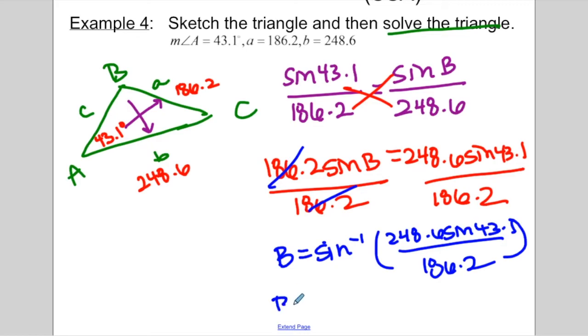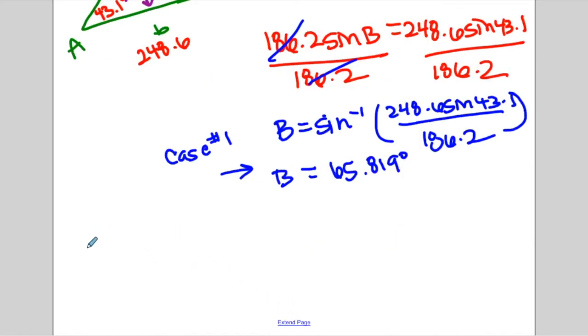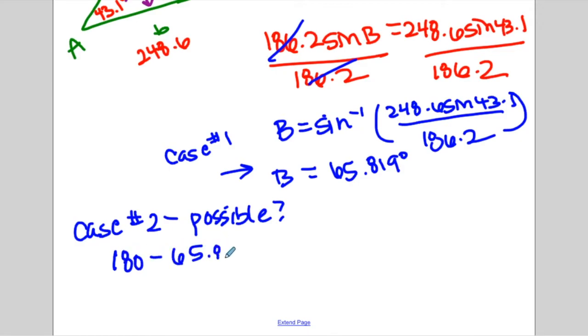When I type it in, I get angle B is 65.819 degrees. So this would be our possible case 1 triangle. Let's check if there is a second triangle. Case 2, possible? We need to check. I don't know. The way we check is we take the angle we got, and we take 180 minus this angle.